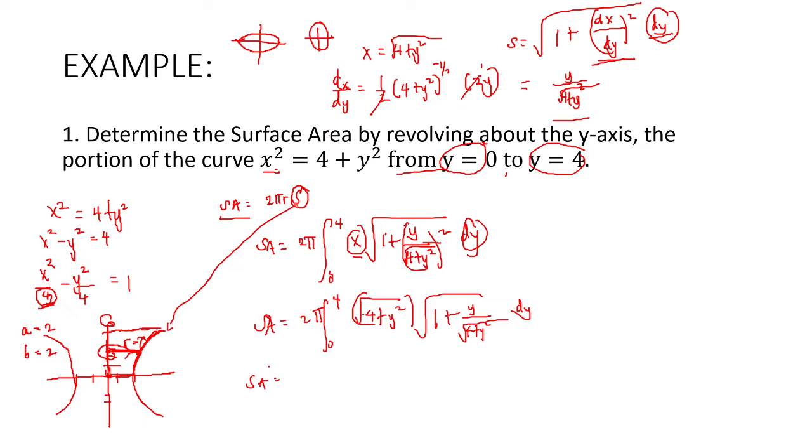So that's 2 pi 0 to 4. Input it in your calculators. Then square root of 4 plus y squared or x squared, multiplied by the square root of 1 plus x over square root of 4 plus x squared. So why am I using x? Since the calculator is just integrating in terms of x, you just change y into x.